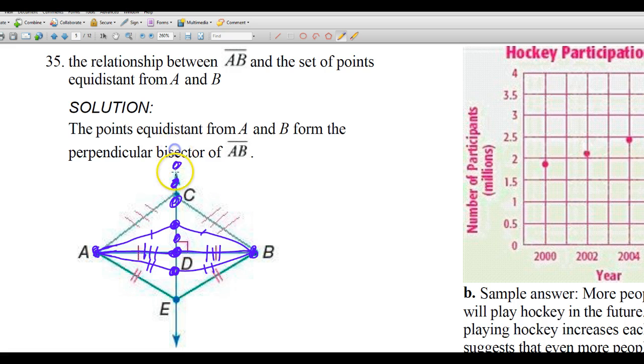So we have this collection of points, and that's all a line is, a collection of points. So we have all these points here, and we observe that it bisects the segment because it's equidistant from the two endpoints, and it makes a right angle. So it's perpendicular to that original segment AB.